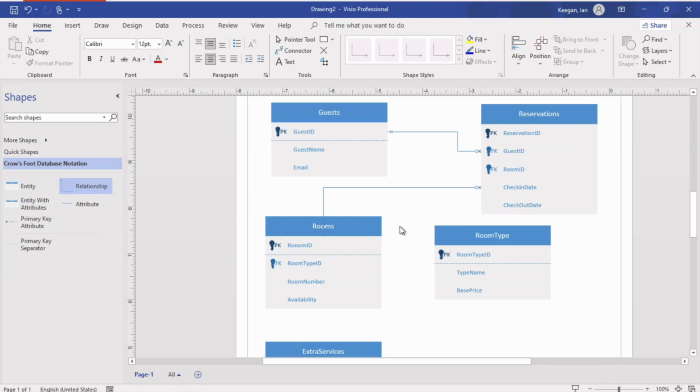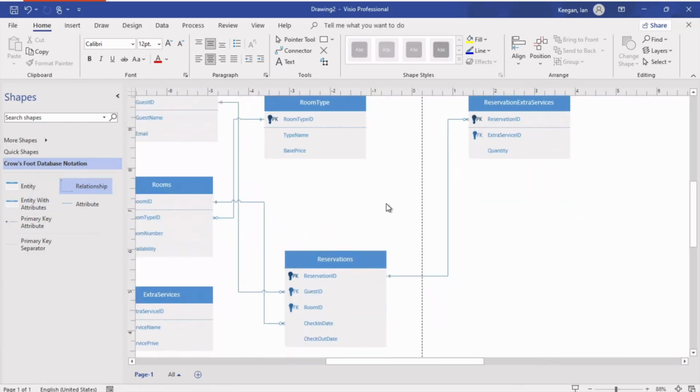Next in the relationships is the relationship from the room ID in the rooms table to the room ID in the reservations table. It's basically saying that each room can be reserved many times, but each reservation is only for one specific room. As you can see here, the next connection is between the rooms and the room type tables, so the room type ID.